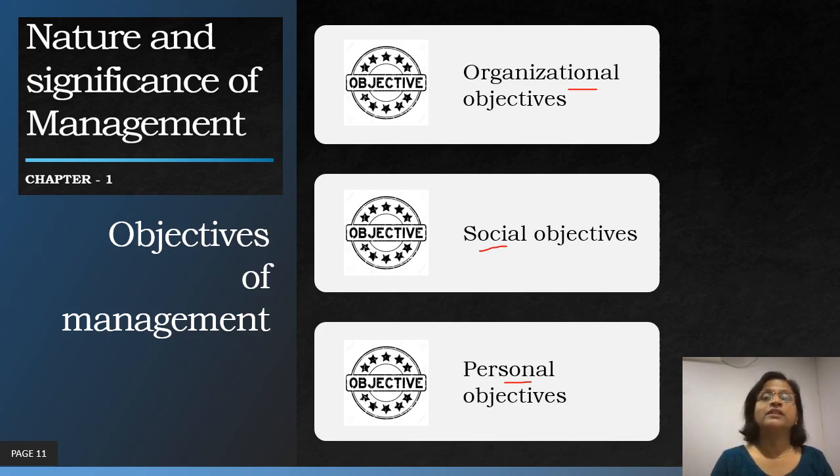Social objective. The business organization is liable to create jobs for the community, not to pollute the environment, and to provide eco-friendly products which are not harmful to human beings as well as for the environment. Personal objective. The business also takes care of employees' objectives, their need for finance, their need to be recognized and respected, their needs to meet their high-end needs.